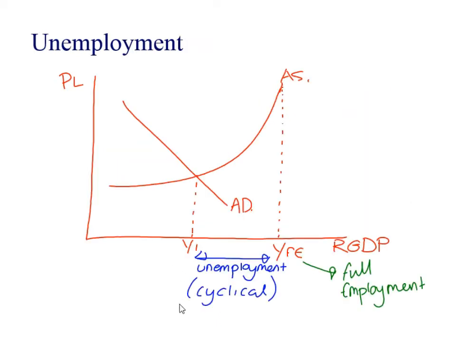Unemployment, this is really looking at cyclical unemployment. We have this part is the full employment level, and then the distance between, well, the output gap, the negative output gap, represents the cyclical unemployment.